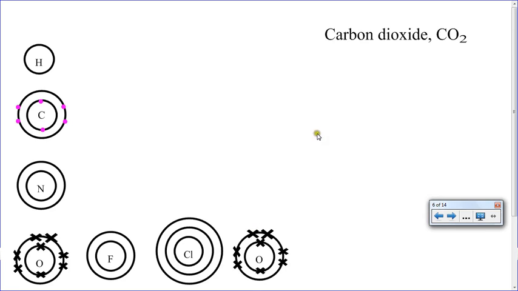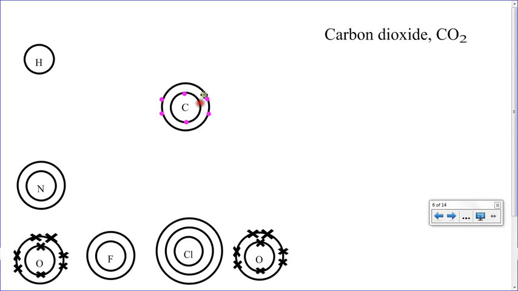For carbon dioxide, it's a little bit different. You'll see that I've drawn the electrons in a slightly different position here. That's because carbon dioxide has a double bond. If I were to write the structural formula for carbon dioxide, it's double bonded to an oxygen, and here it's also double bonded to another oxygen.